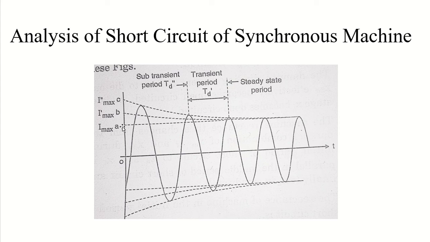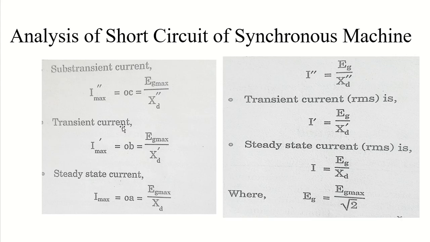The formulas for subtransient current, transient current, and steady state current are given here. It will be Eg max divided by XD double dash for subtransient. For transient, we will have Eg max divided by XD dash.